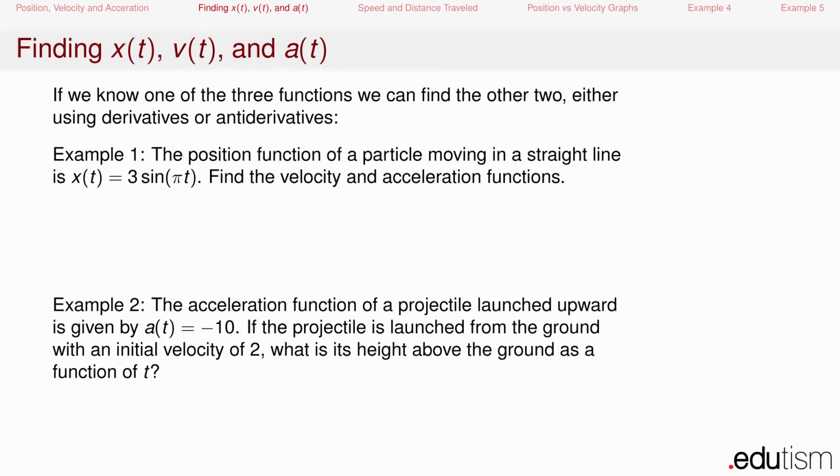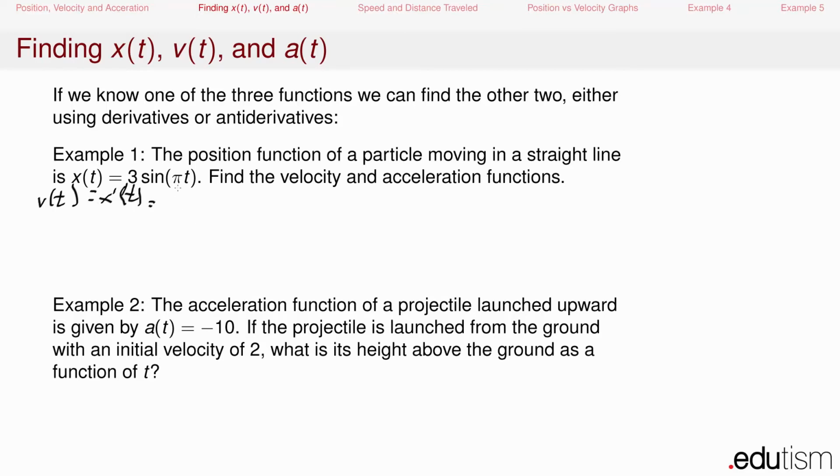So in example 1 here, we have the position function of a particle moving along a straight line, x of t equals 3 sine pi t. We want to find the velocity and the acceleration functions. So the velocity function, v of t, is going to be the derivative of the position function, so it's going to be x prime of t.